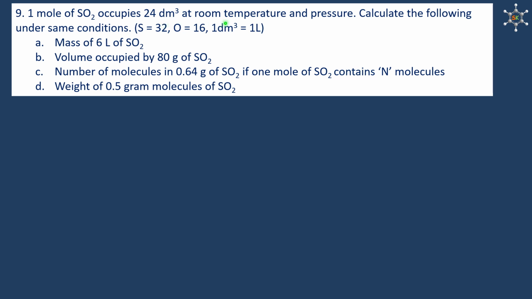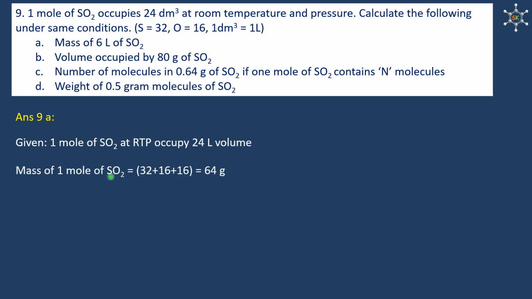Let us abbreviate room temperature and pressure as RTP. It is given that 1 mole of SO2 at RTP occupies 24 liter volume. Let us find out the mass of this 1 mole of SO2. That is nothing but molar mass and that is equal to 32 for sulfur, 16 for oxygen. There are 2 oxygens. So, mass of 1 mole of SO2 equal to 64 gram. What it means is 64 gram of SO2 at RTP occupies 24 liter volume.